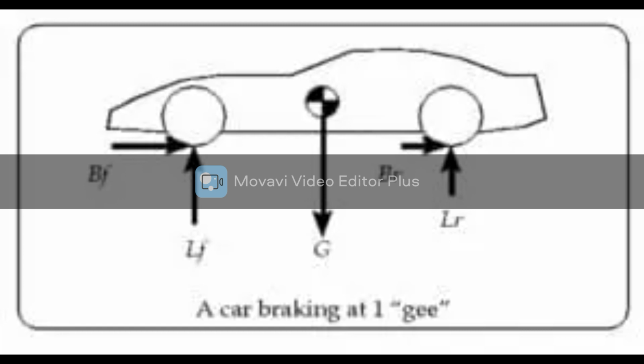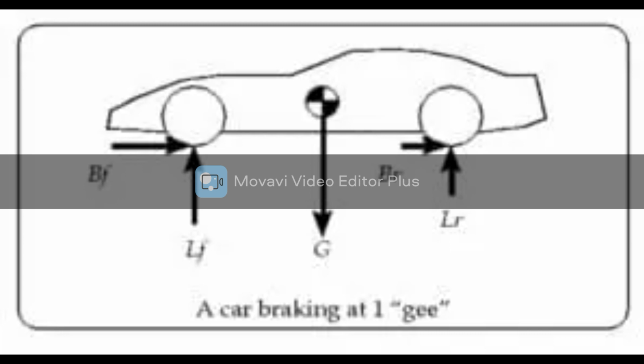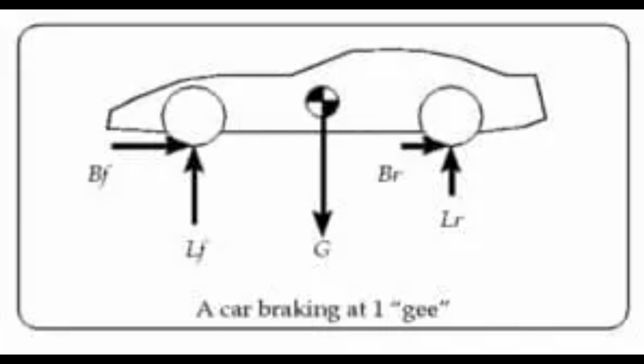The figure only shows forces on the car. Newton's third law requires that these equal and opposite forces exist. If the car was standing still and its weight distribution was 50-50, then LF would be the same as LR. It is always the case that LF plus LR equals G, the weight of the car. Why? Because of Newton's first law. The car is not changing its motion in the vertical direction, so the total sum of all forces in the vertical direction must be zero. Braking causes LF to be greater than LR.